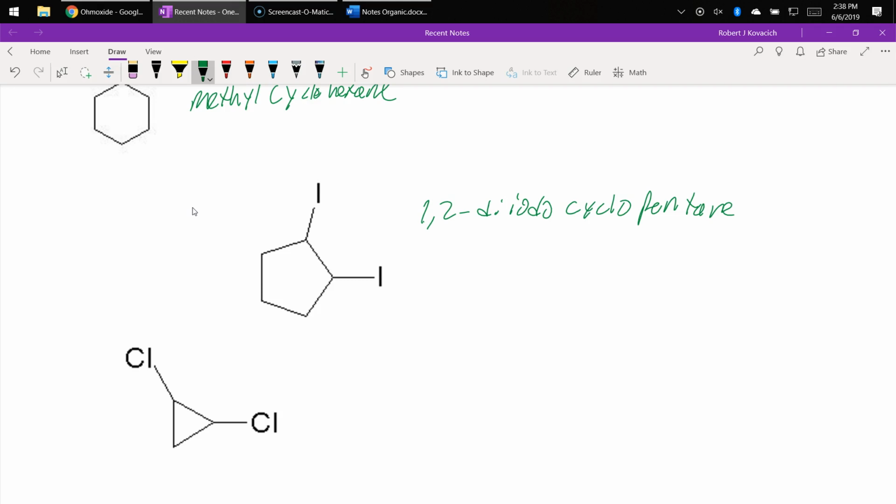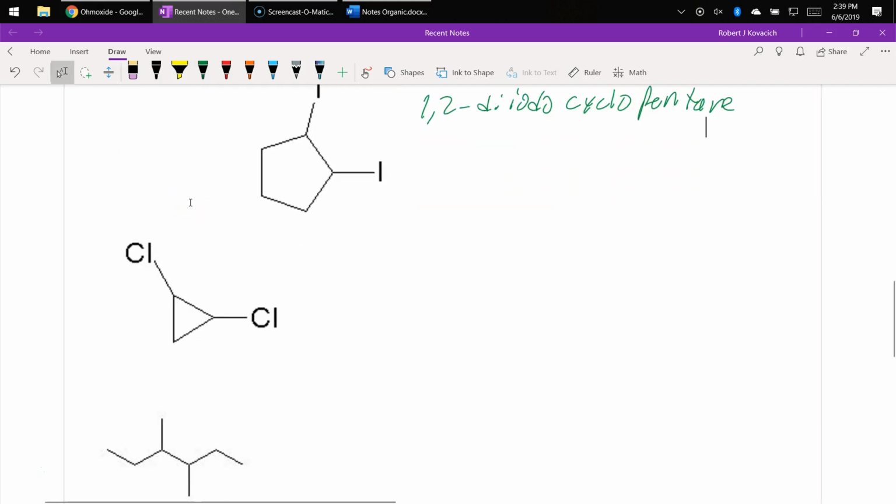Yeah, I know it's stupid, the double I, but there isn't really anything you can do about it because it's iodo and you need the di. Again, the di itself is stupid. But yeah. And this next one, almost the same thing, right? 1, 2, dichloro, cyclopropane.